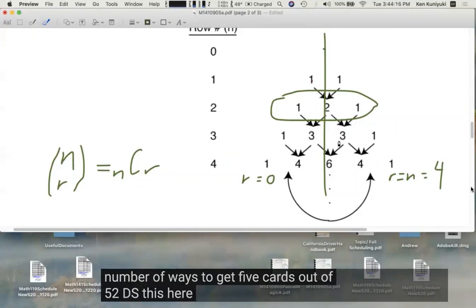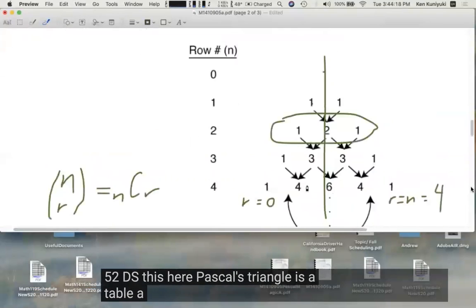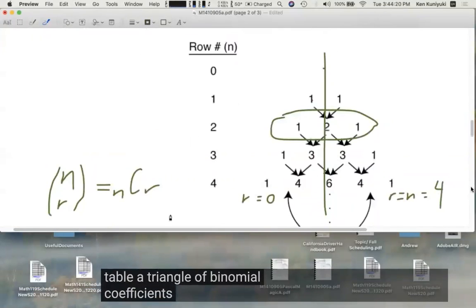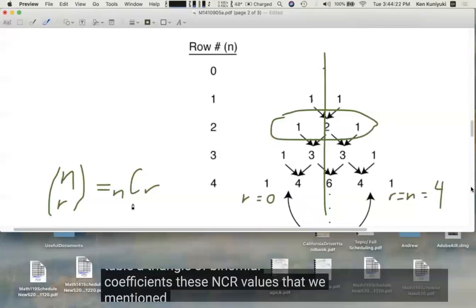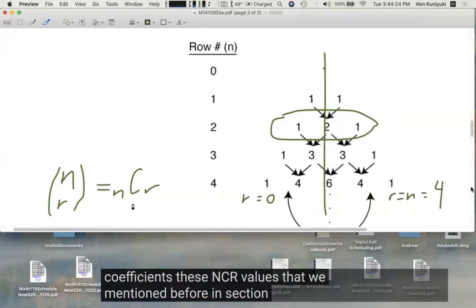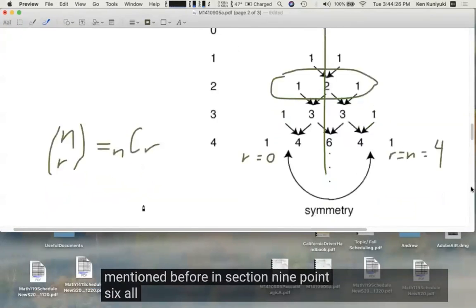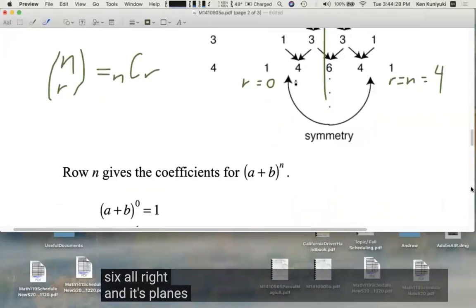Pascal's triangle is a triangle of binomial coefficients, these nCr values that we mentioned before in section 9.6. And it explains the symmetry also.